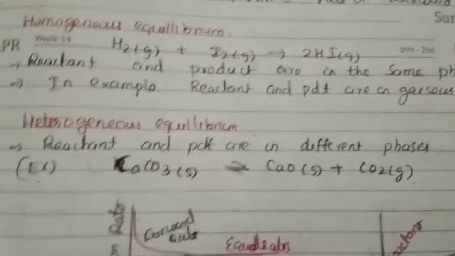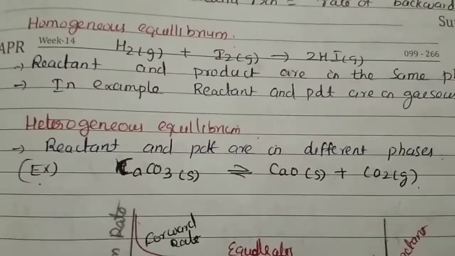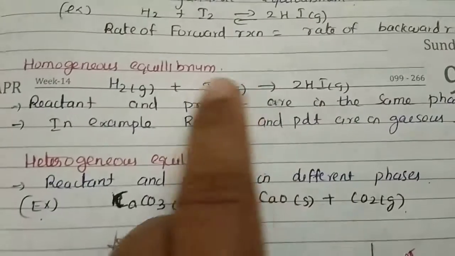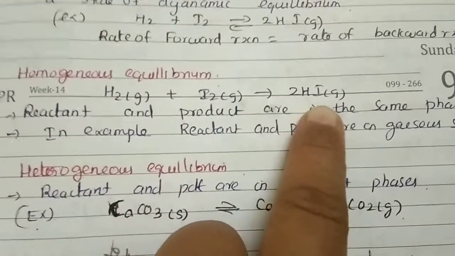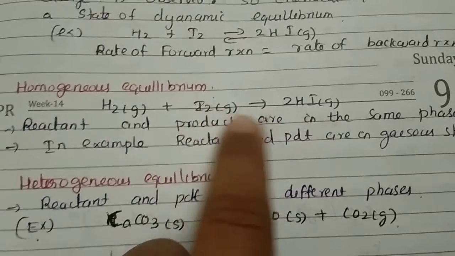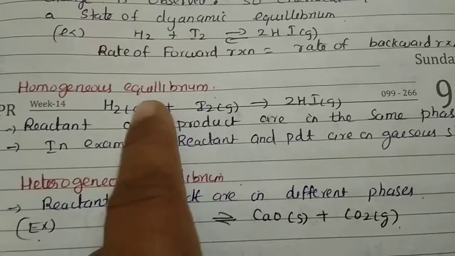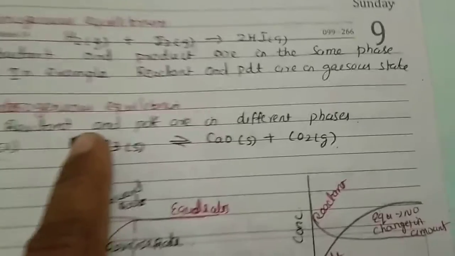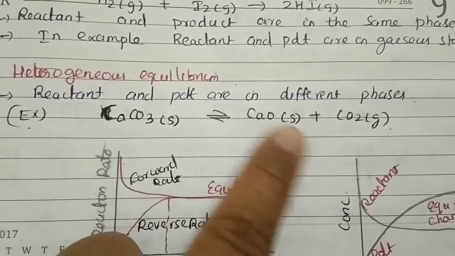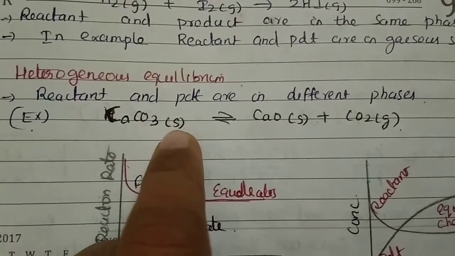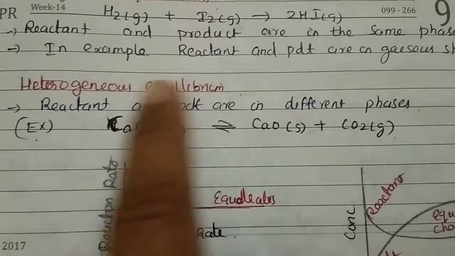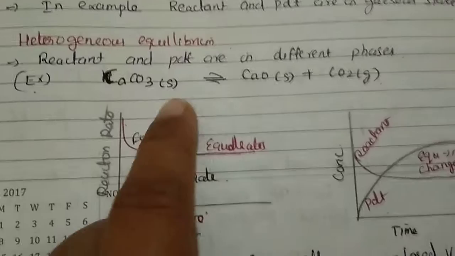So there are two types of equilibrium: homogeneous and heterogeneous. H2 plus I2 gives 2HI. Here reactant and product both are in the same gaseous state. So this is homogeneous equilibrium. Heterogeneous equilibrium means reactant and product are in different states. So the reactant is in the solid state and the products are in the solid and gaseous state. So this is the heterogeneous equilibrium.